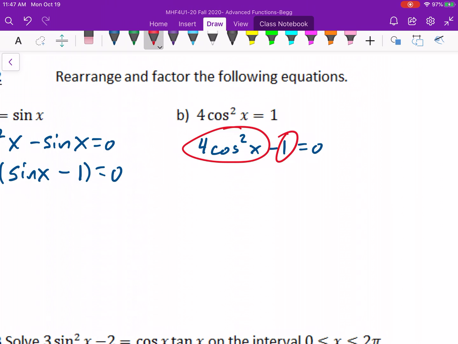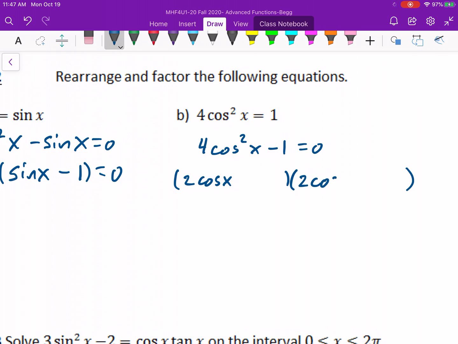This is a perfect square. The square root of 4 cos squared x would just be, well, the square root of 4 is 2, and the square root of cos squared x is just cos x. So I'm going to have my two brackets for my difference of squares, and in the front part of each of those brackets I have 2 cos x, and then the square root of 1 is just 1.